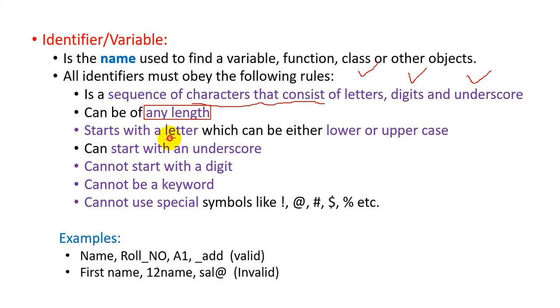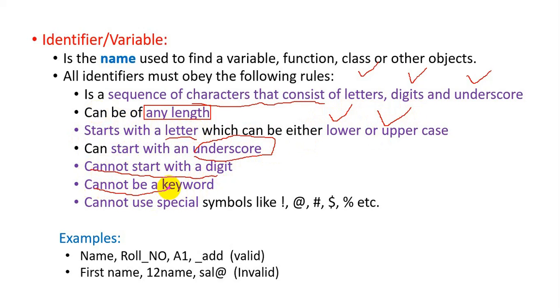It starts with a letter, which can be either lowercase or uppercase. An identifier can start with a letter. An identifier can start with an underscore also. So we are able to start an identifier with a letter or an underscore. An identifier cannot start with a digit. An identifier cannot be a keyword.